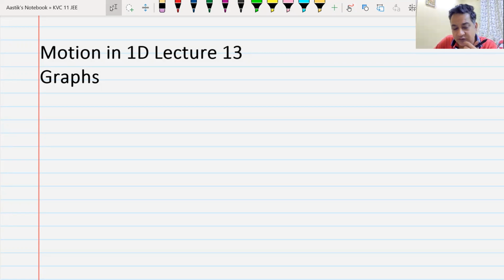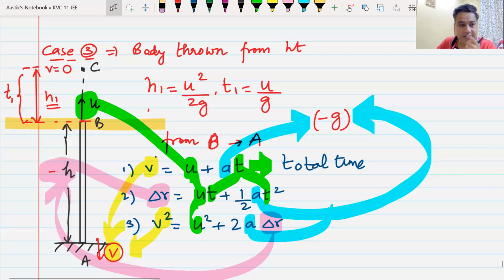In the previous class, we were dealing with motion under gravity. Do we remember this? We were dealing with motion under gravity, and we had seen the case where a ball is thrown up, and what happens when the ball is thrown up. How do we make equations? Do we remember those equations?